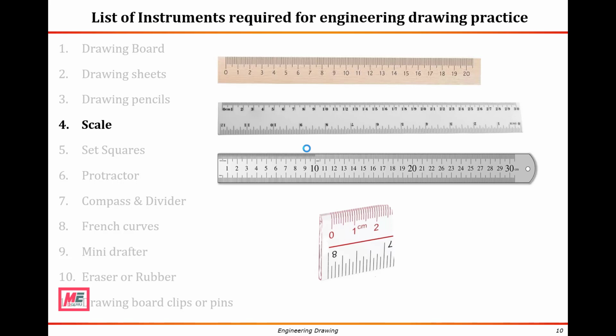Scales made of wood, plastic, steel and cardboard are available in the market. Steel rules are more durable than others. The conventional scale least count is 1 mm, 1 millimeter. That is the smallest measurement that we can make using this scale. But we should not use it to measure any dimension or length which is less than 1 mm.